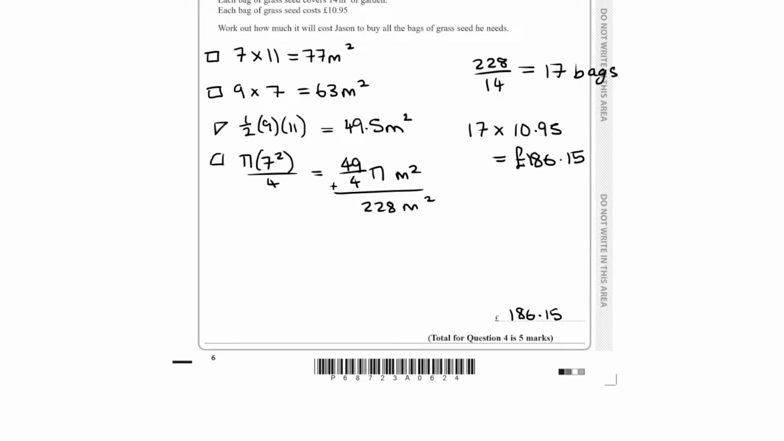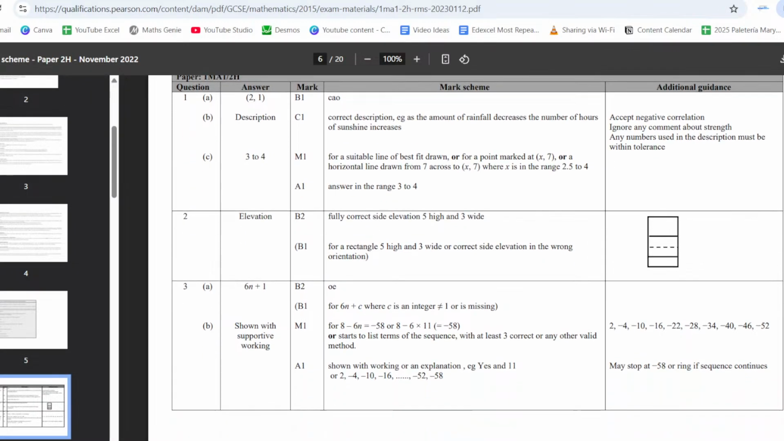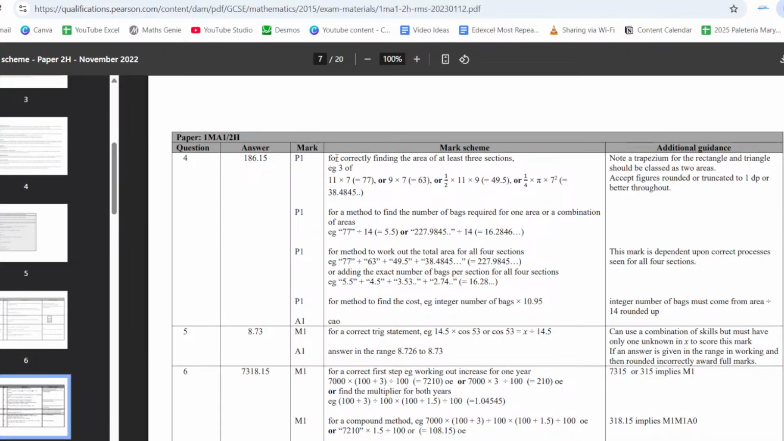Okay, let me have a look for the area. Let's see. Where is it? Here. So you got mark 1 for correctly finding the area of at least 3 sections. So you get that mark because you got the other 3, I'm assuming. Then, a method to find the number of bags required. Yeah, so then it kind of skips ahead. A method to find the number of bags required for one area or a combination of the areas.